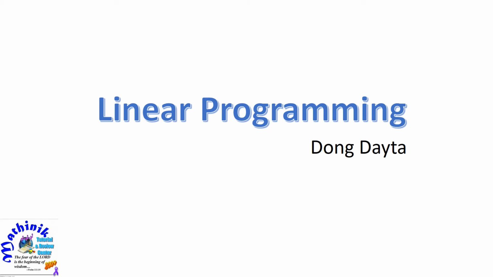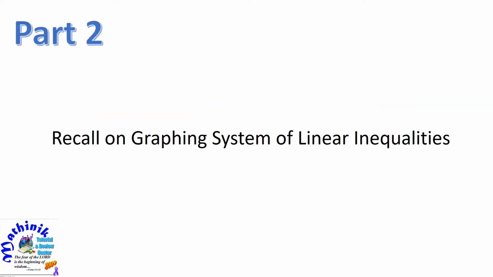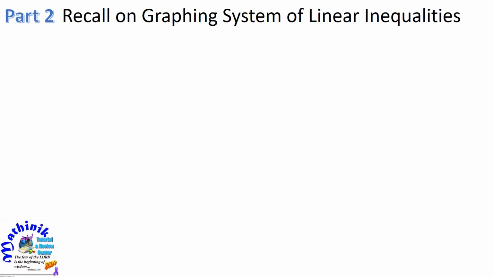Let us continue with our discussion on linear programming, and we are now in the second part of our review, that is, recall on graphing system of linear inequalities. For this one, let us graph the system 3x plus y is greater than 4 and 2x minus 3y is less than or equal to negative 9.